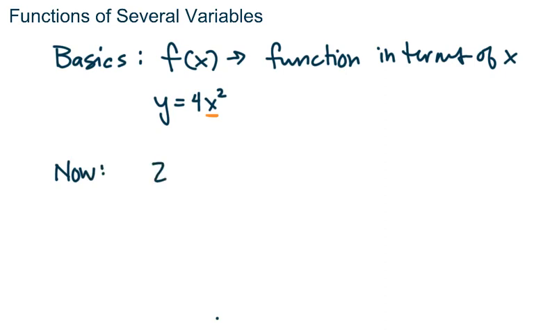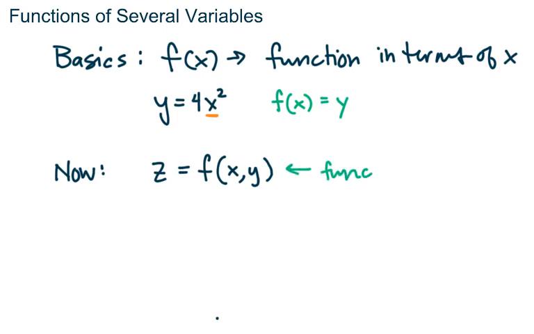And we're going to say, we might have some function z, and z represents a function of x and y. So above we had f of x would be equal to y. Here I have z equals f of x and y. So this is a function of two variables. And an example of this you might have seen before.